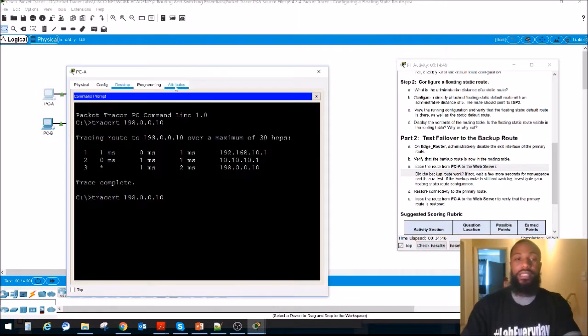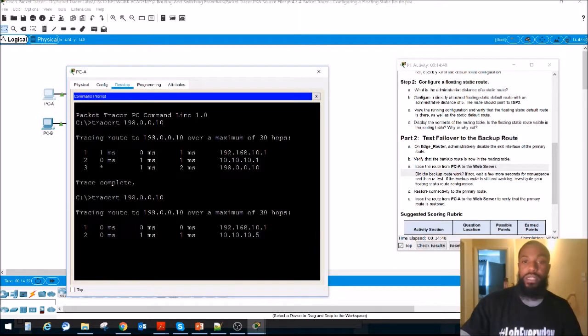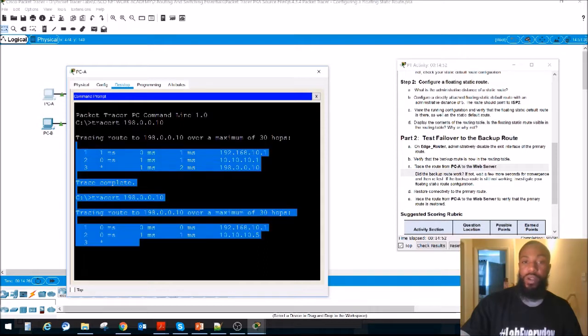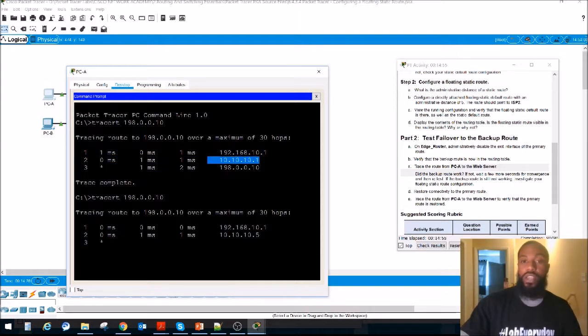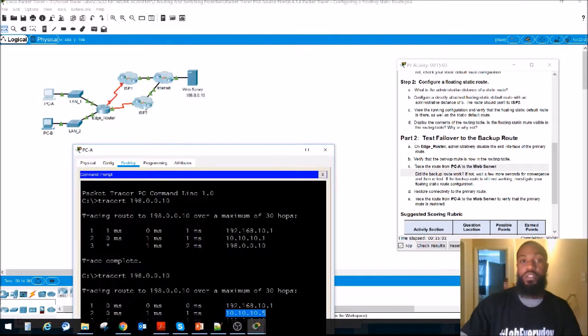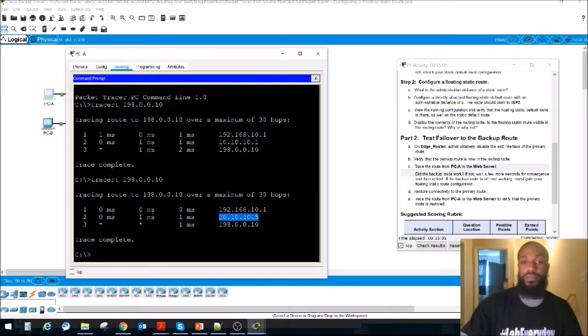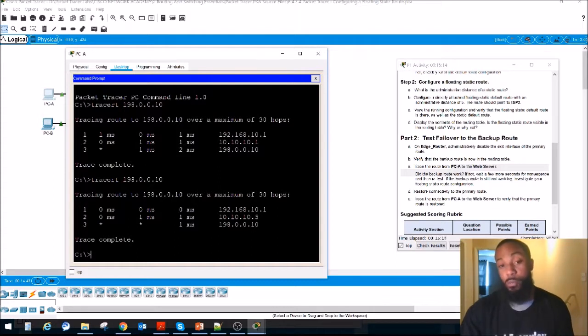We'll trace route again. Notice this time, last time he went from his default gateway to 10.10.10.1 and then to the web server. Now he's taking default gateway 10.10.10.5, which is ISP2, and then he makes it to the web server, right? Did the backup route work? It did work, basically, because we took this route after we shut it down.